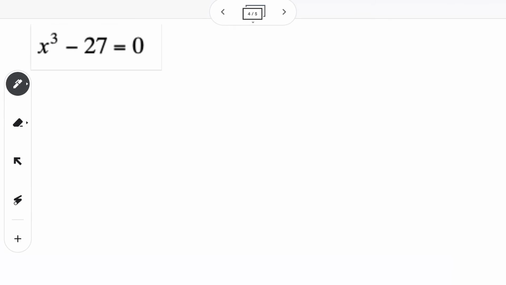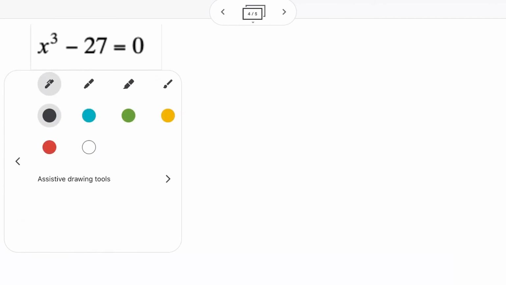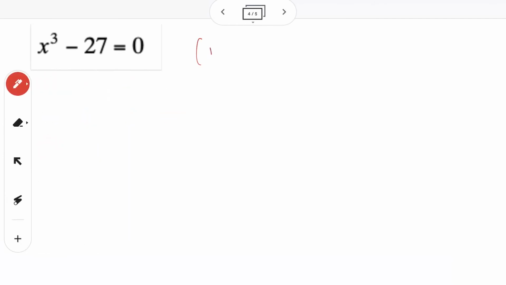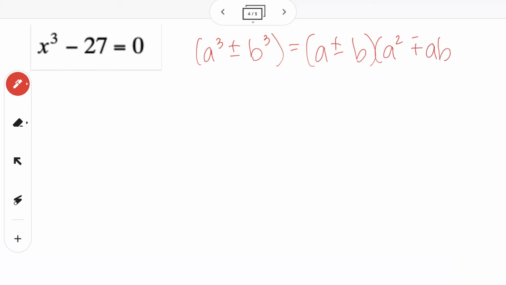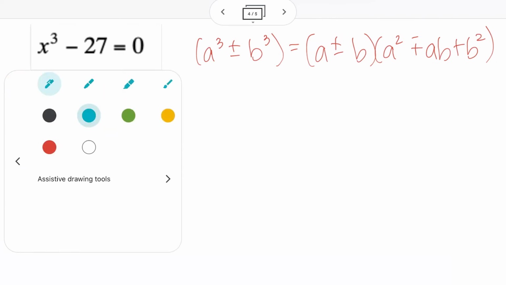One other thing that was not on your pretest, but I wanted to make sure to address, is our sum and difference of cubes factor pattern. Which looked like this. And so this is a sum and difference of cubes. Cube root of x cubed is just x. The cube root of 27 is 3.